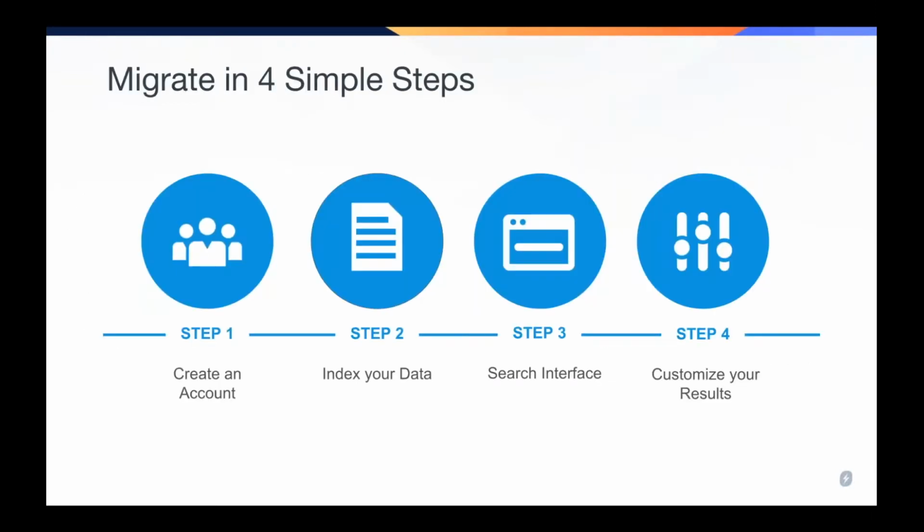Now, when it comes to migrating from the GSS to Swiftype, it's as easy as this. First of all, you go on swiftype.com and you create your account, free trial, and Jason will get into that towards the end of this webinar. And then you start indexing your data. There are 2 ways to do that.